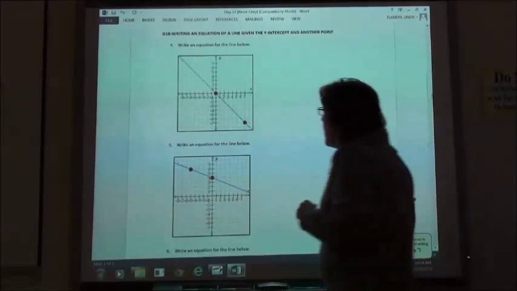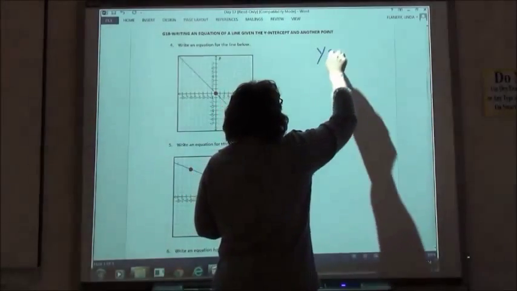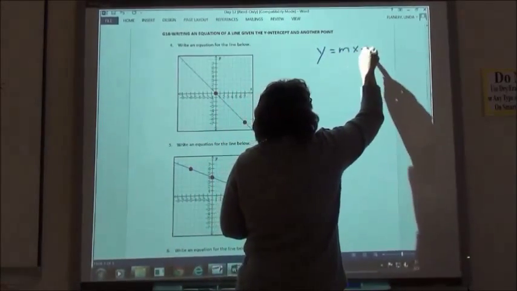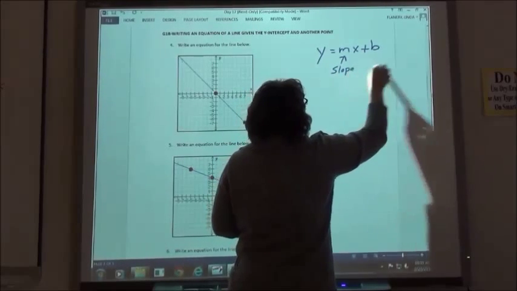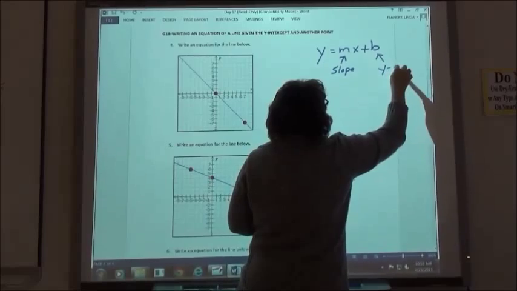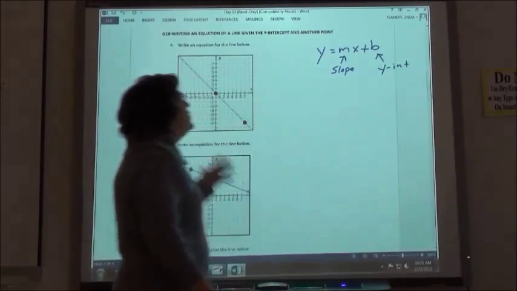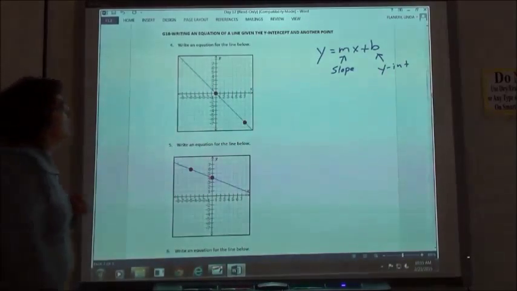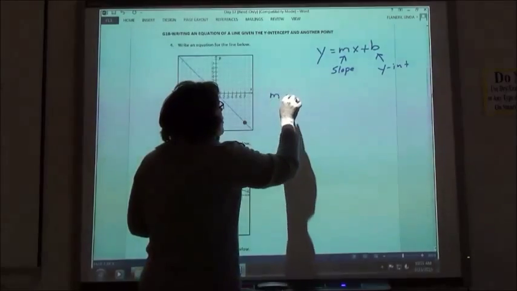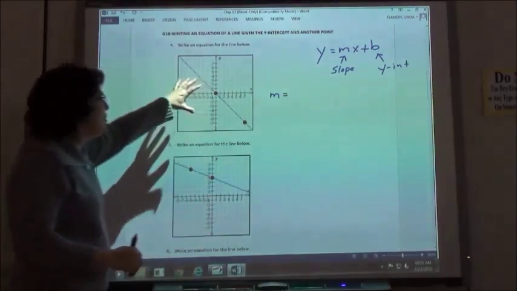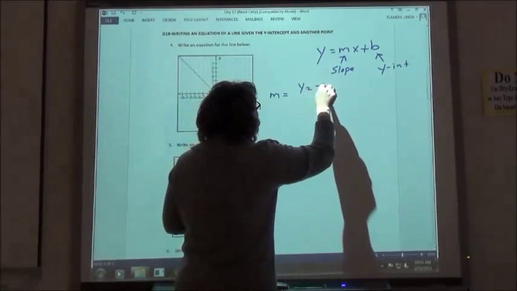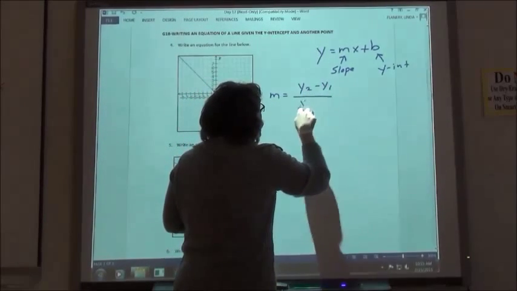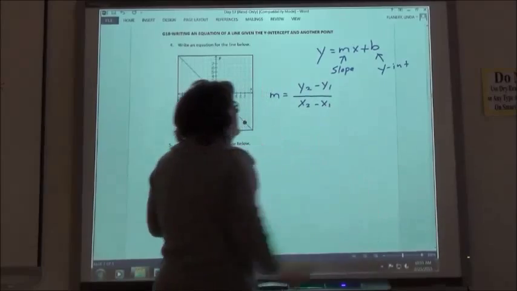Write the equation of the line. We know that we want it in the form of y equals mx plus b, with the m being the slope and the b being the y-intercept. So, first of all, I'm going to find my slope. To find my slope, remember that it's the change in y over the change in x. The formula said y2 minus y1 over x2 minus x1.